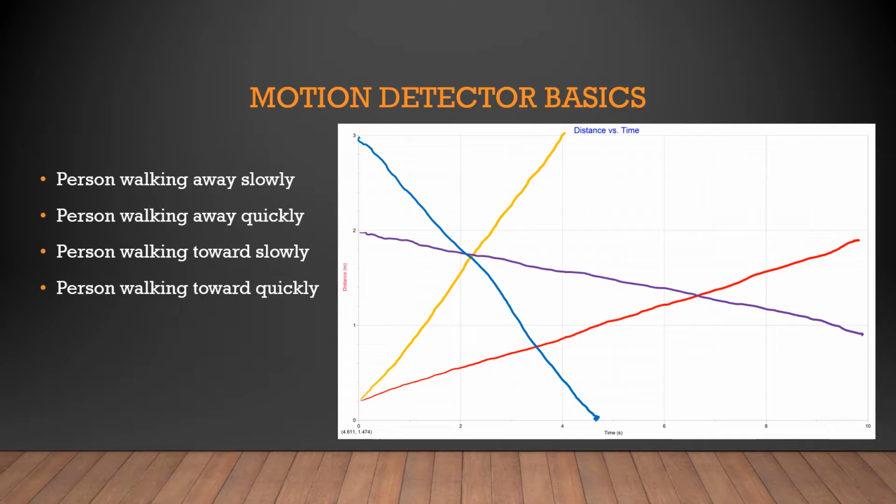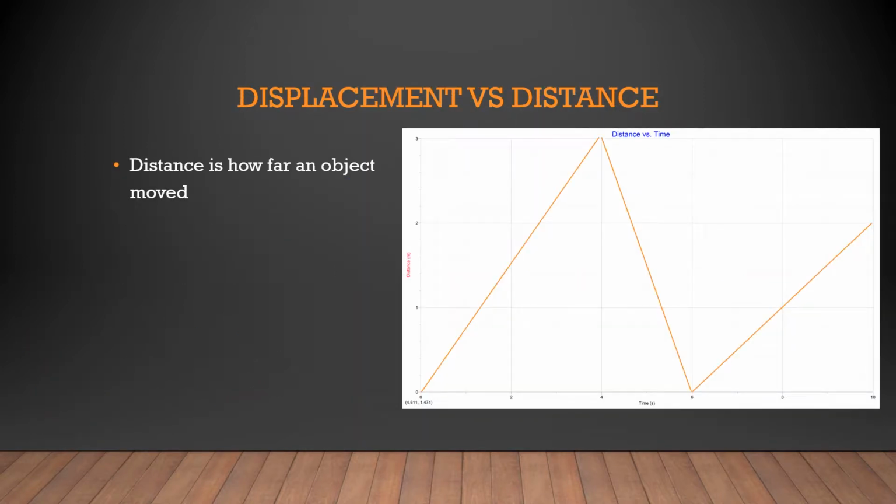So hopefully you see that for all of these, the speed portion, slowly versus quickly, is based around the slope of the graph, the steepness of that slope, and the direction is based around the sign of the slope. So a positive slope is going away, a negative slope is going back towards.